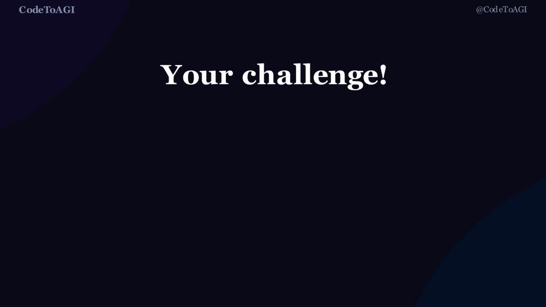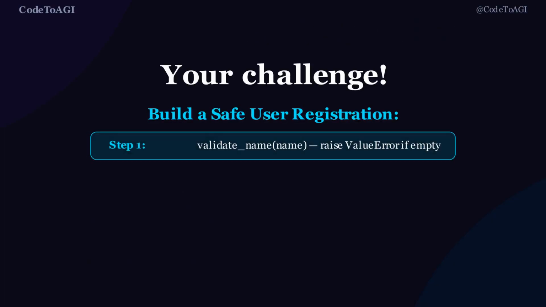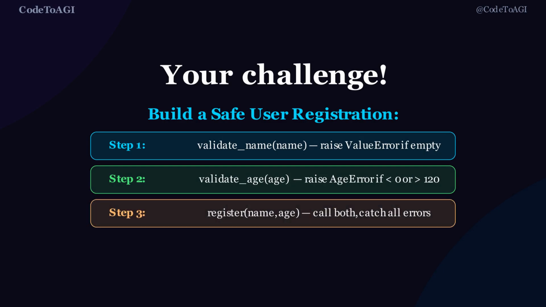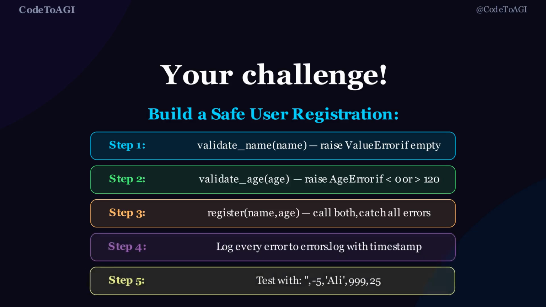Your challenge for today: build a safe user registration system. Step 1. Validate name. Raise ValueError if the name is empty. Step 2. Validate age. Raise AgeError if age is below 0 or above 120. Step 3. Register function. Call both validators, catch all errors. Step 4. Log every error to errors.log with a timestamp. Step 5. Test with these inputs: empty string, -5, ollie, 999 and 25.